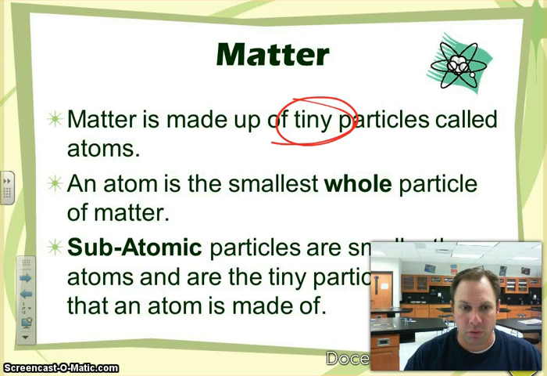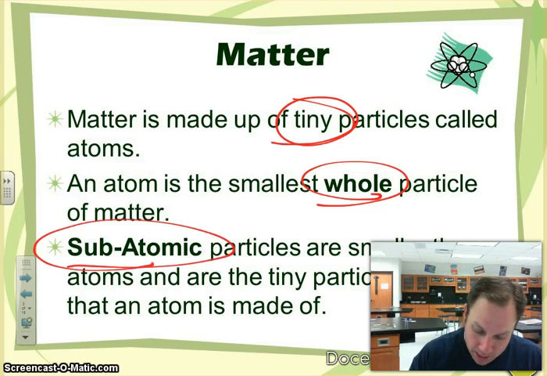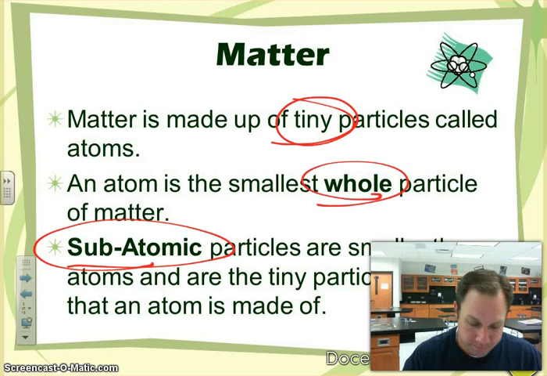Very tiny particles. But the smallest particle is an atom, and even it itself is made up of even smaller particles called subatomic particles, which would be protons, neutrons, and electrons. So atoms are the building blocks of everything in existence. All matter consists of atoms.